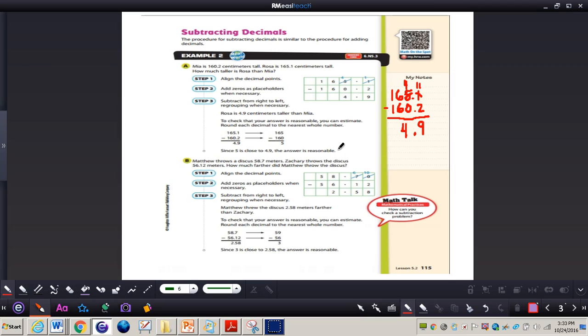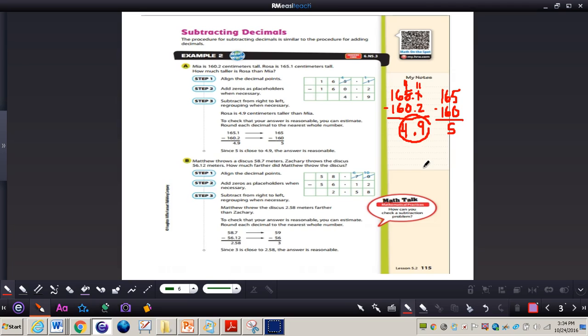You can check to see if the answer is reasonable. So I can make that 165 and 1/10 into 165. I can round that 160 and 2/10 to 160. Can subtract here. That does equal 5. Okay, so I can see that my 4 and 9/10 is reasonable.